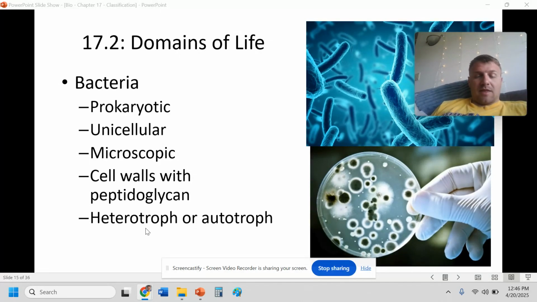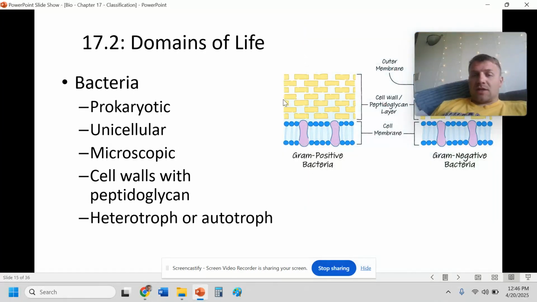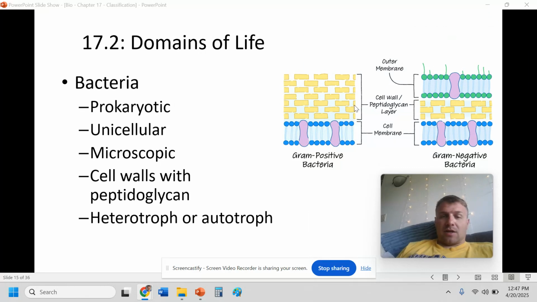Heterotrophs, remember, mean that they eat other things for food, and autotrophs mean they make their own food. So bacteria can be one of those two, and there are thousands of different types of bacteria out there. Now, the one interesting thing that really delineates bacteria from archaea is the substance called peptidoglycan. You can see these are the peptidoglycan molecules that we're going to be focusing on for bacteria, but basically these are the signature molecule that really defines bacteria.